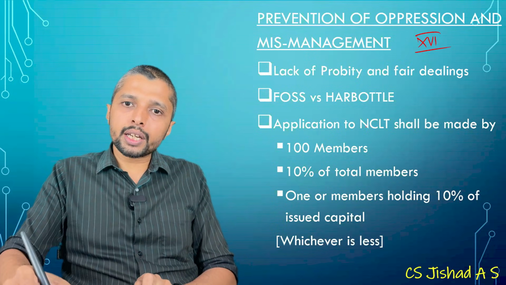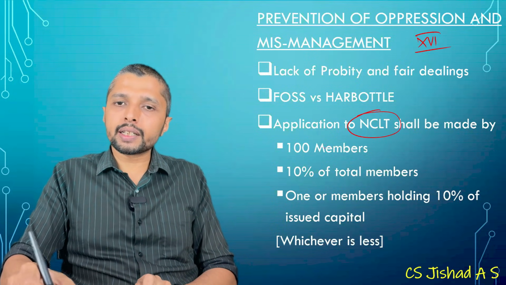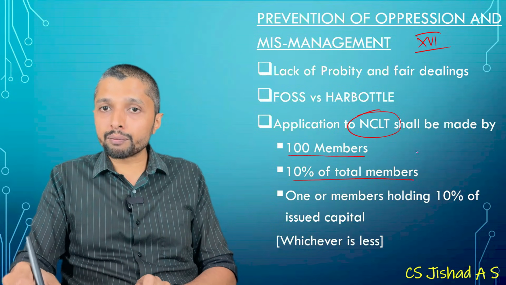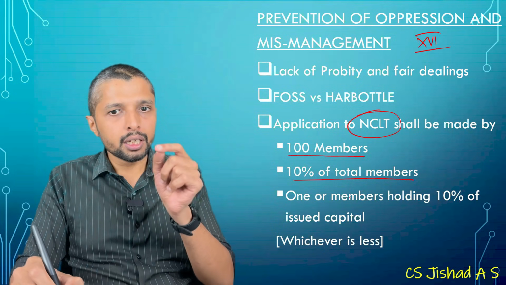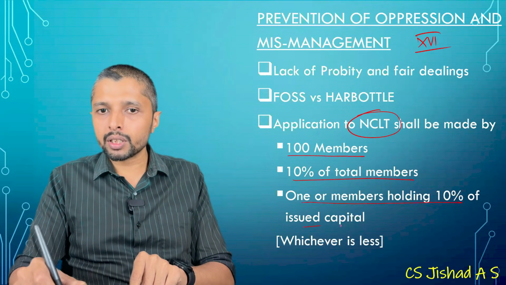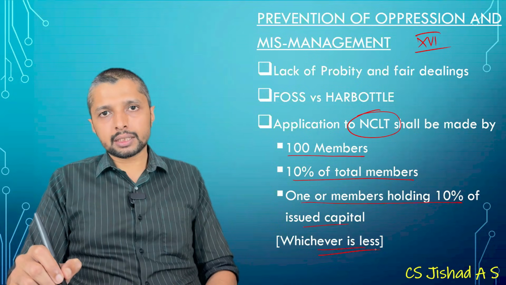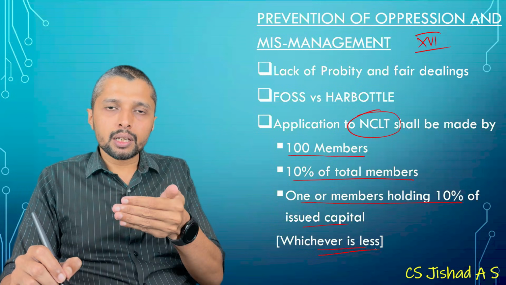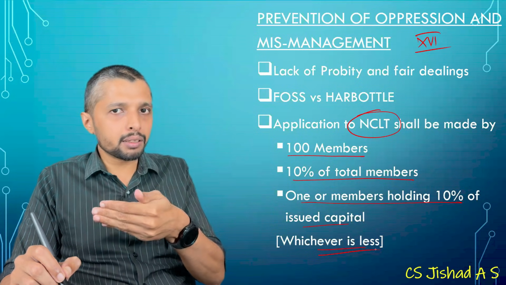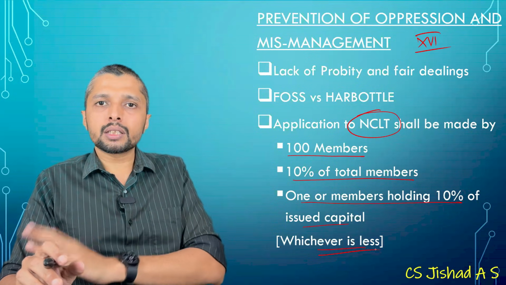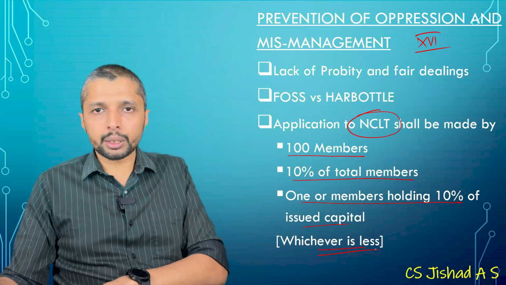Okay, so in such a case, the application to NCLT shall be made either by 100 members or 10% of total members. If these two conditions are not satisfied, you have to check one more condition: a member or members holding 10% of issued capital, whichever is less. If such an application is made to NCLT, they will accept the case, and they will pass orders under section 242, and they will make some provisions under 243 also.